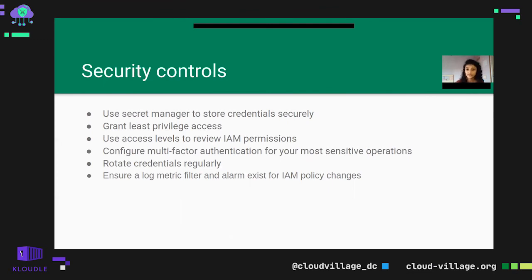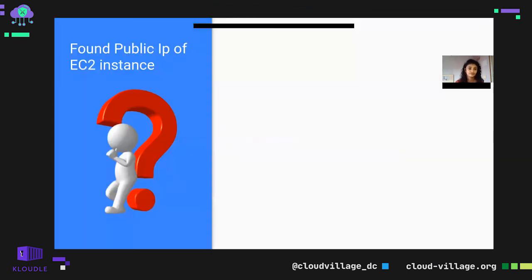Configure multi-factor authentication for your most sensitive operations, like deleting CloudTrail or changing the CloudTrail configuration. Enable multi-factor authentication. Rotate your credentials regularly and ensure a log metric filter and alarm exist for IAM policy changes, so you get an alert and can take action. So these are the controls you can apply.